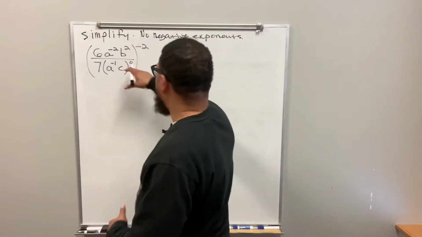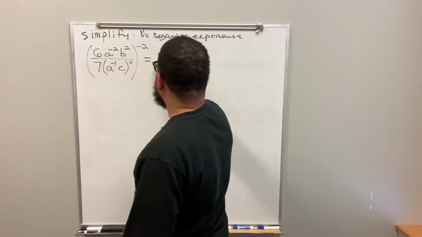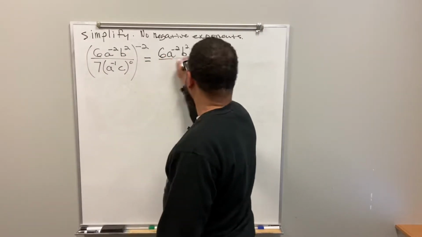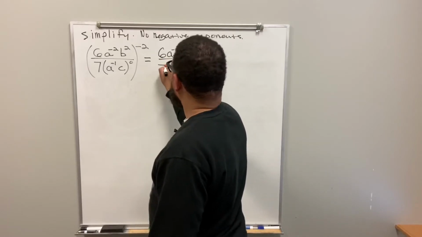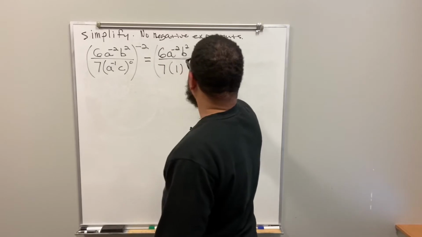All right? I'm going to deal with this zero exponent. So when I deal with that zero exponent, my numerator is going to stay the same: 6a to the negative 2, b squared, over 7 times 1. And I still have my parentheses. I still have the negative 2.